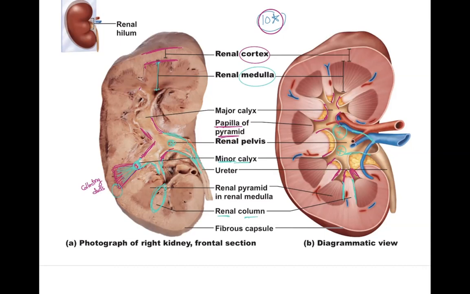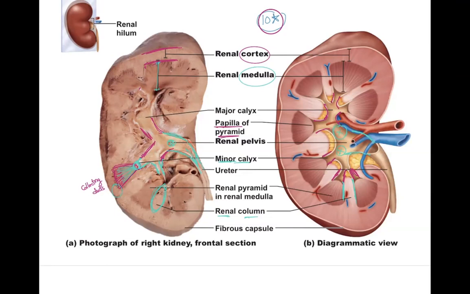draining the urine from the renal papillae. So any tube that is directly connected to the renal papillae, to the papilla of the pyramid, is going to be a minor calyx. So getting the urine drained into small ducts directly from the renal papilla, those are going to be my minor calyces. Multiple minor calyces will drain into a larger duct. This is going to be called a major calyx. So those are minor calyces. Those are my major calyces.